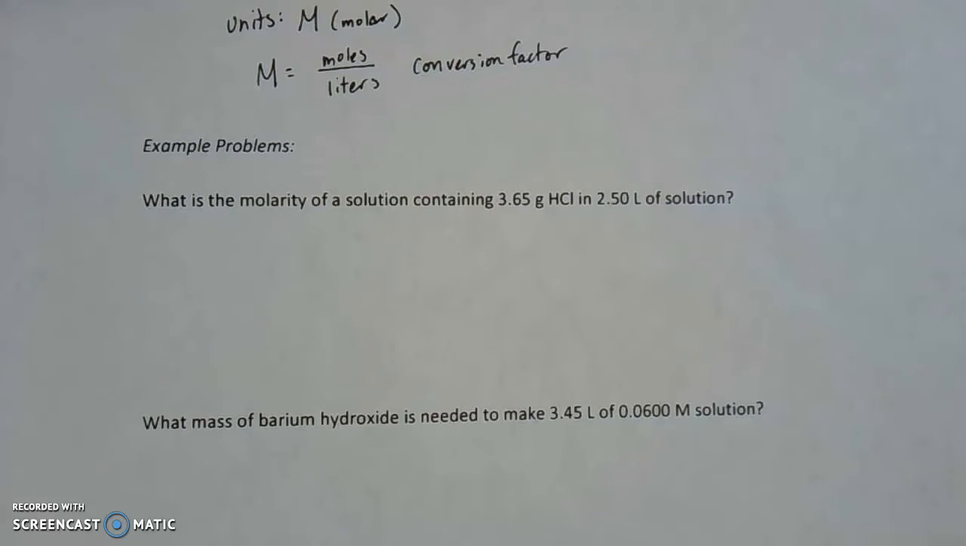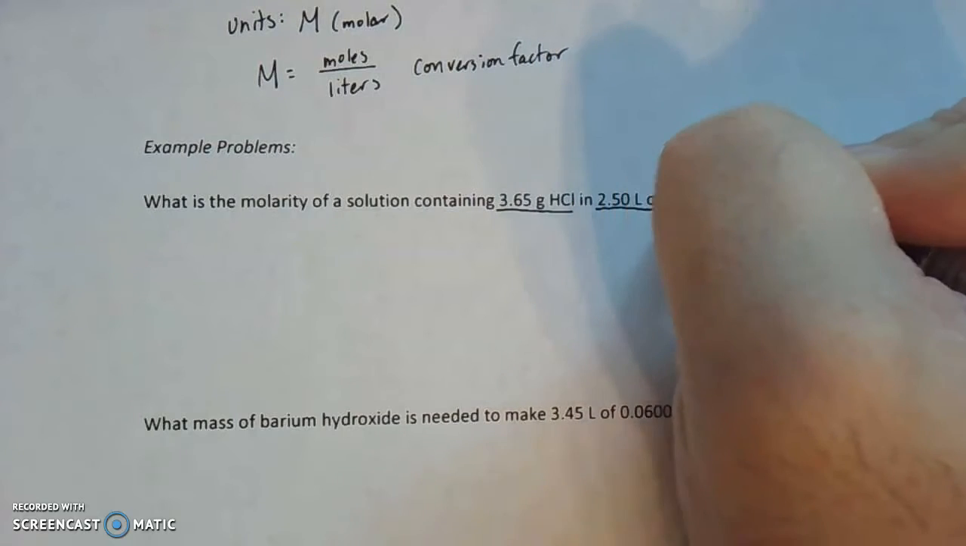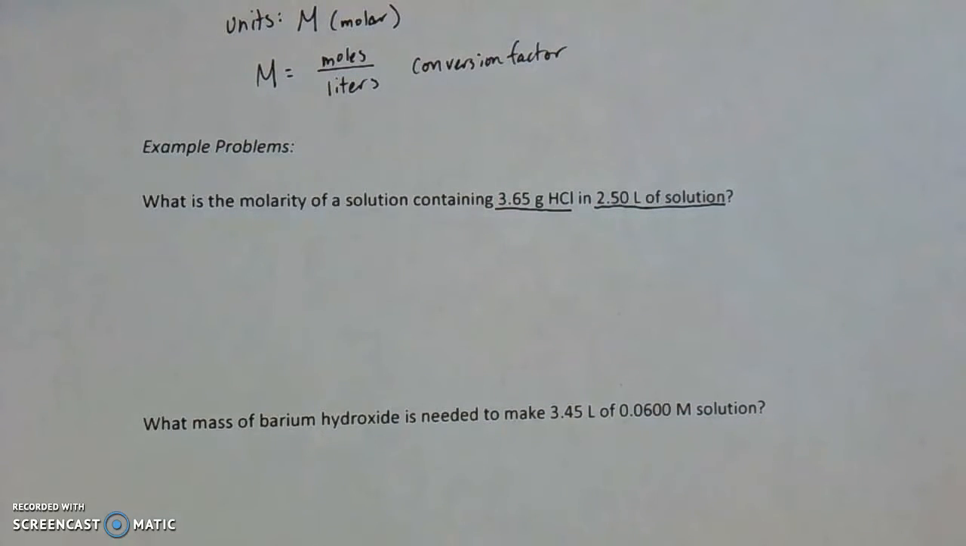What is the molarity of a solution containing 3.65 grams of HCl in 2.50 liters of solution? So we are given grams of HCl and liters of solution. So the first thing that we should do is calculate the formula mass of HCl. So remember, and I will be looking for this, that everything is rounded with formula masses to 2 decimal places. That way we get the same answer on everything and we have consistent significant figures.